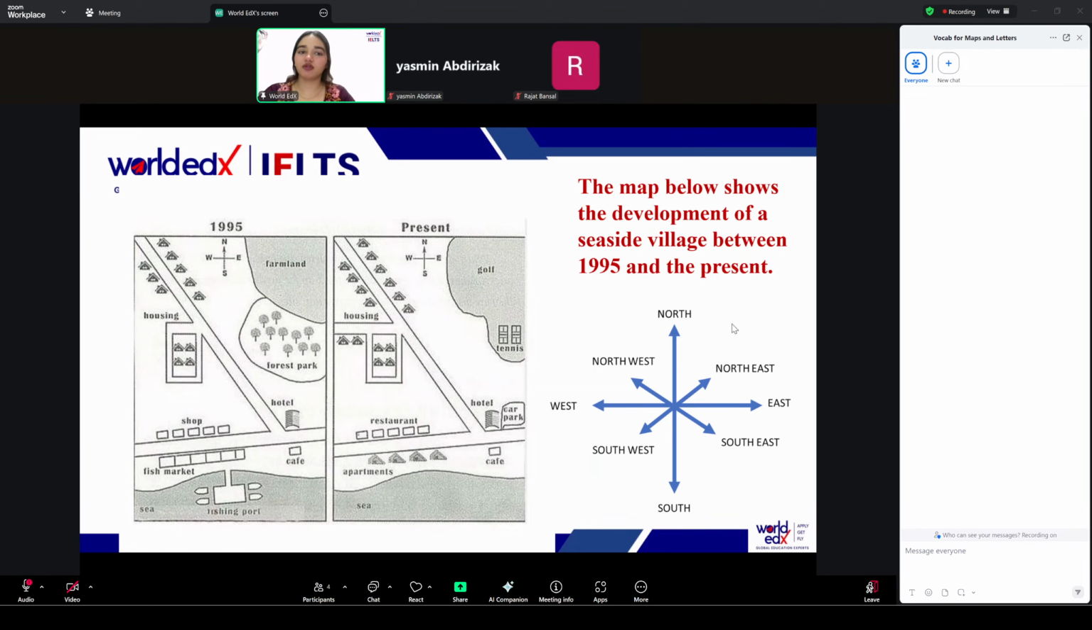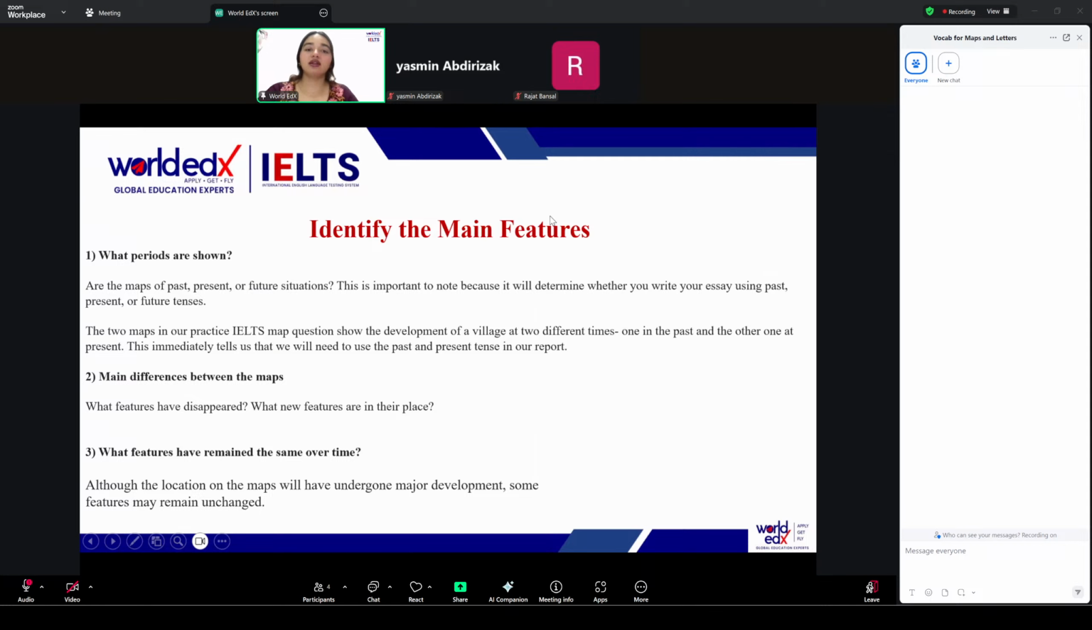Okay, let's move forward. Now, how do you identify the main features? There are certain things that you have to ask yourself. The first is, what are the periods that are shown? For example, is it between 10 years? It could be a decade's time or half a century, and you will have maps that are centuries apart as well. So first of all, look at the periods. Then also look at the differences which are very significant.